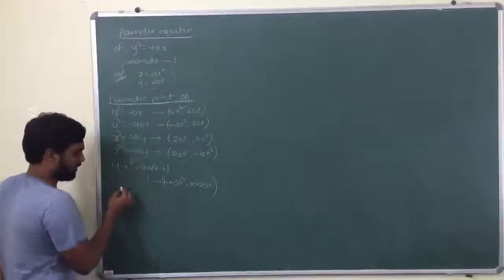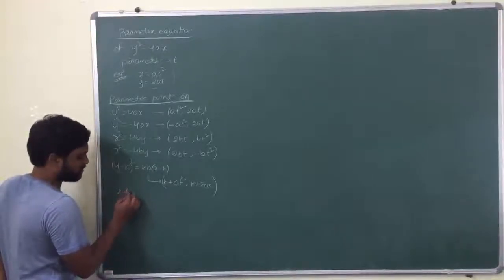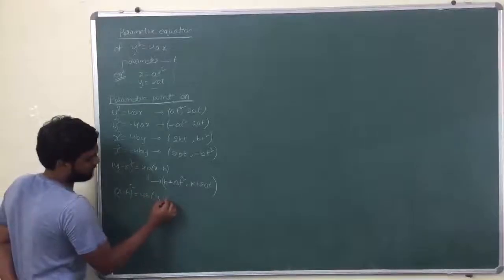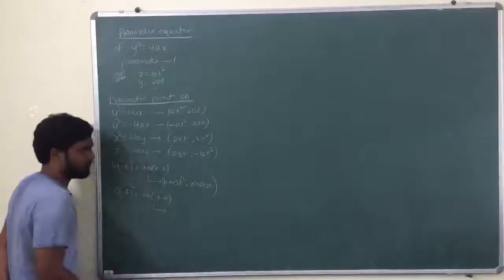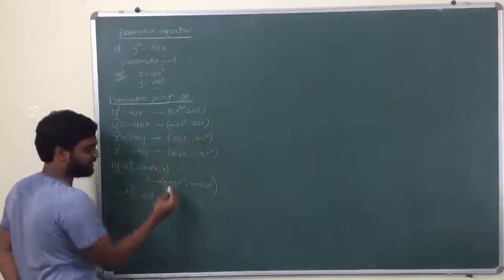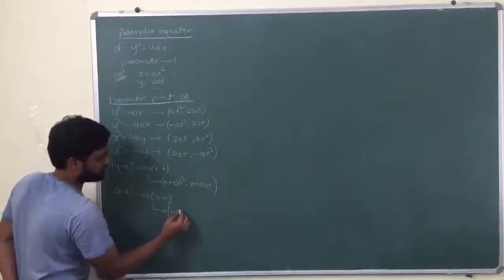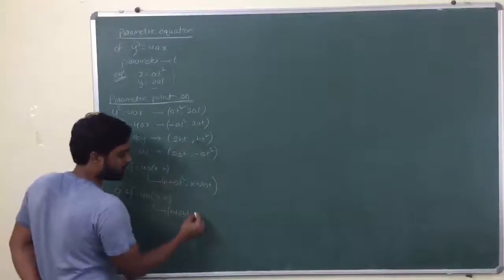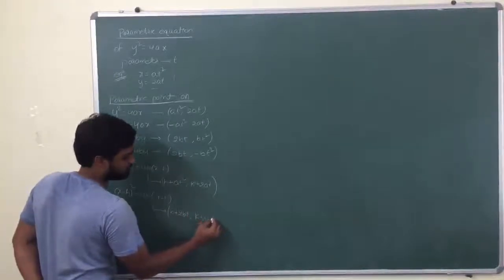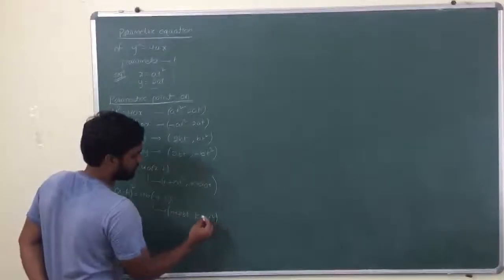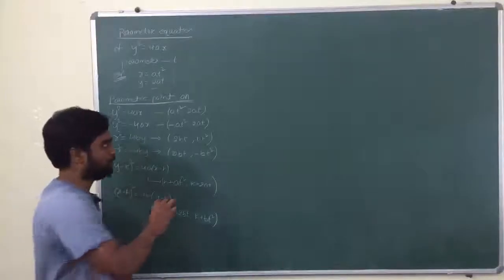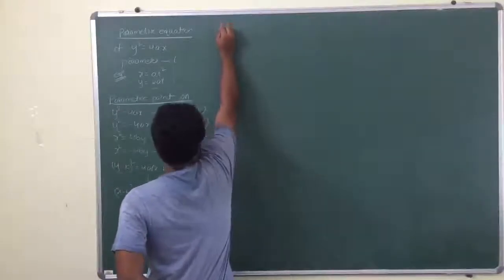For (x minus h) whole square is equal to 4b into (y minus k), just add h to this, that's it, it's done: h plus 2bt comma k plus bt square. Okay, any doubts still here? No? Okay, next.